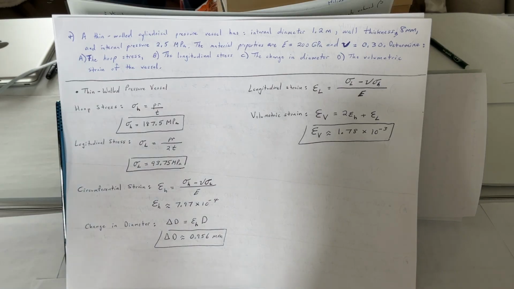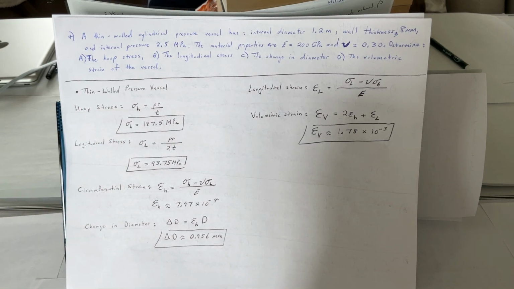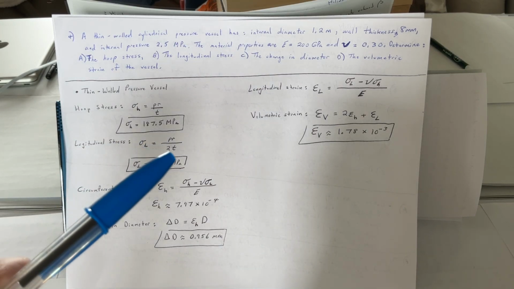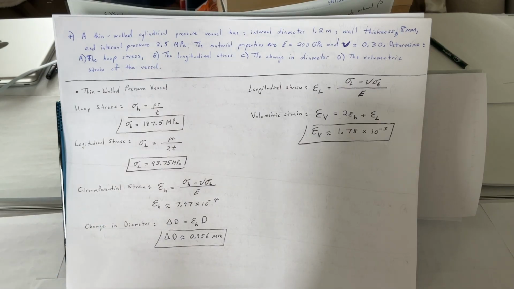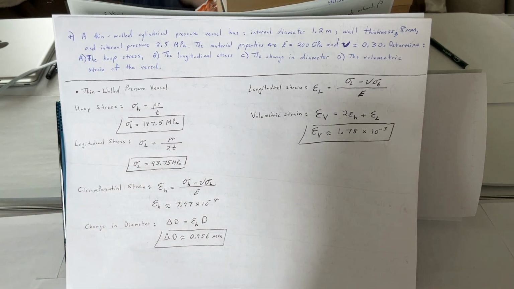So to get the hoop stress, we take sigma sub h equals PR over t, and substituting their values, we get sigma sub h is 187.5 MPa. Longitudinal stress, sigma sub L, that's PR over 2t. Substituting our values, computing, we get sigma sub L is 93.75 MPa.